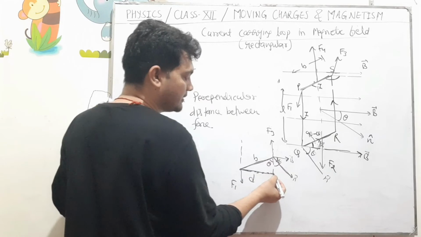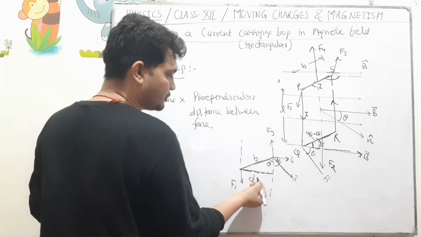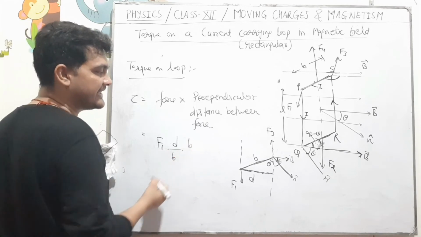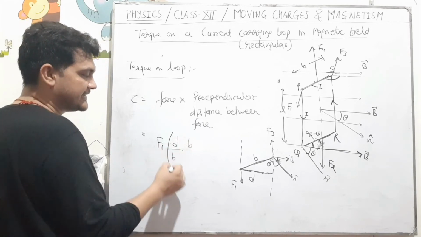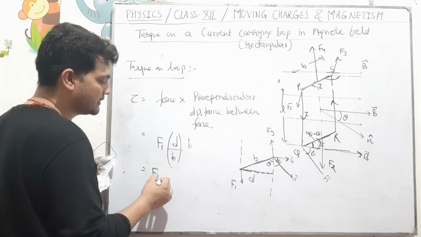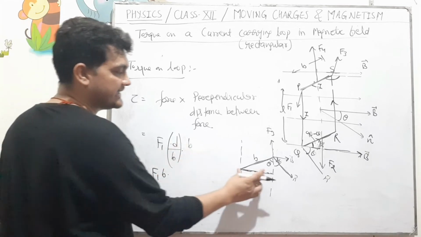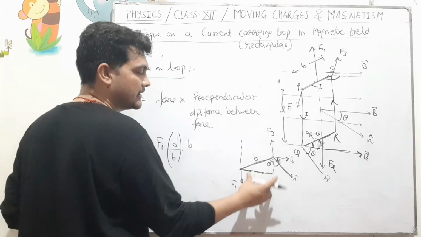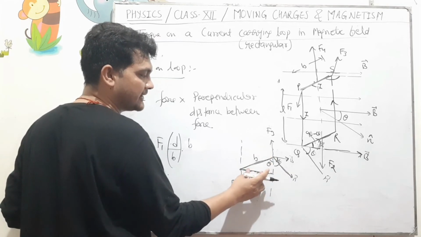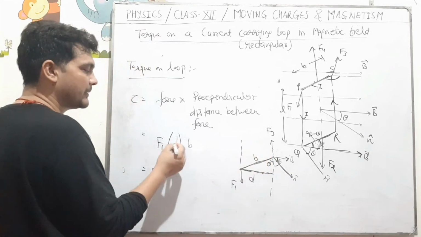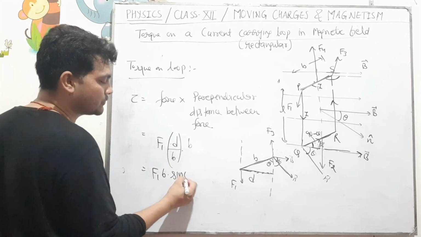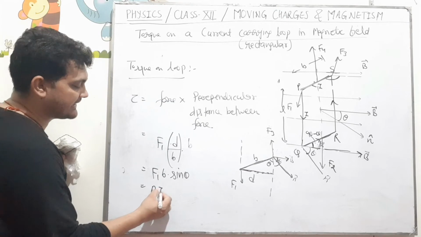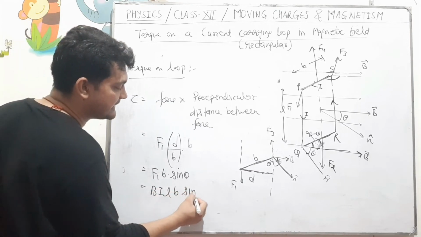Now applying trigonometric ratio, you multiply and divide by b, then this d divided by b, what will this be? d divided by b is perpendicular divided by hypotenuse. d is perpendicular for this angle and b is hypotenuse. Perpendicular over hypotenuse is equal to sine theta. Put the value of F1, it was BIL, so BIL b sine theta.